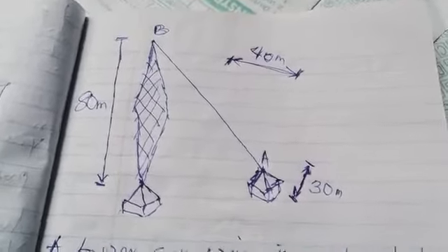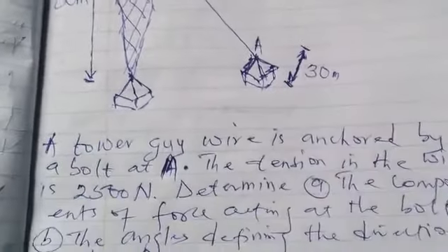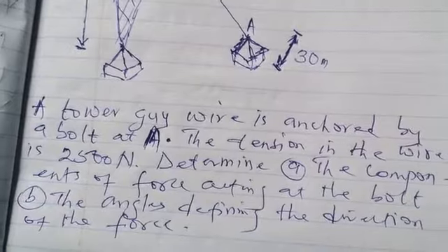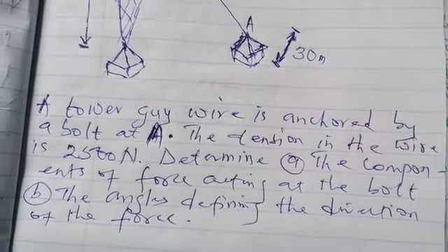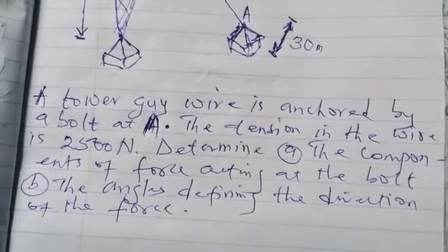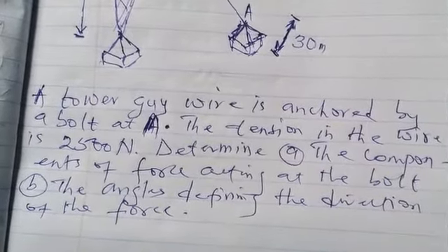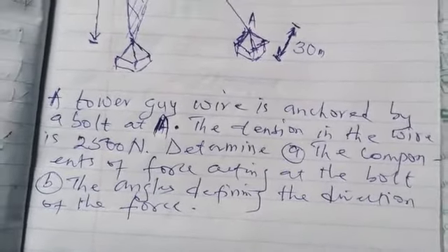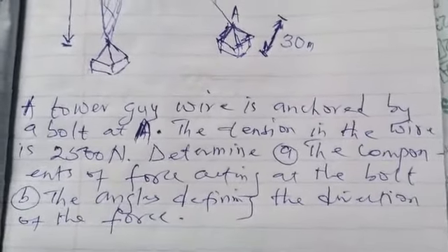Now we have a question on 3 dimension, and the question says a tower guy wire is anchored by means of a bolt at A. The tension in the cable is 2500 Newton. Determine A, the magnitude of force acting on the bolt, B, the angles that define the direction of the force. Alright, so let's do justice to this.